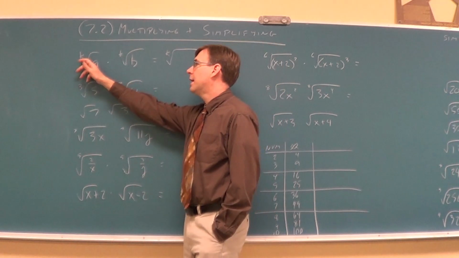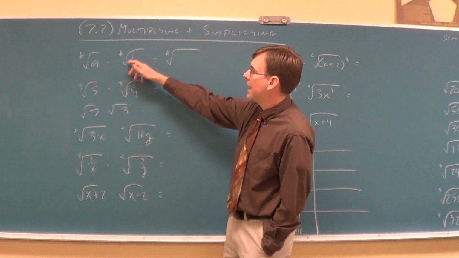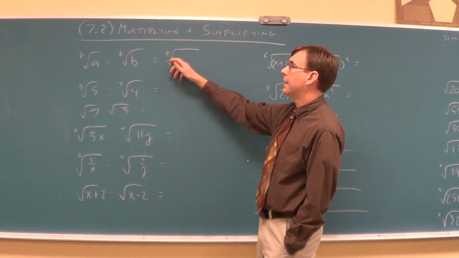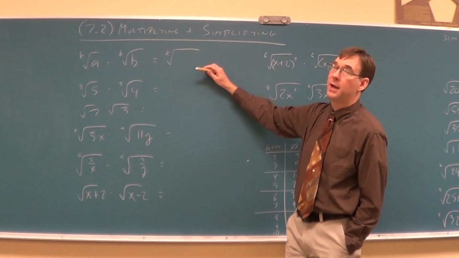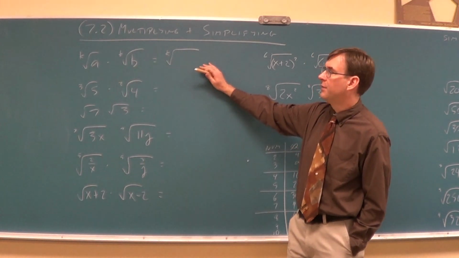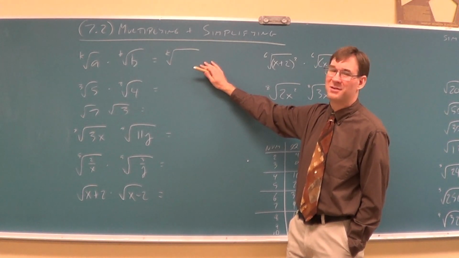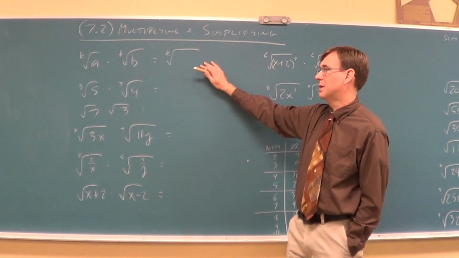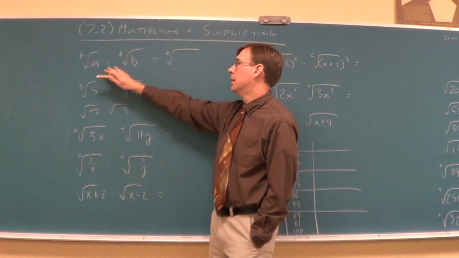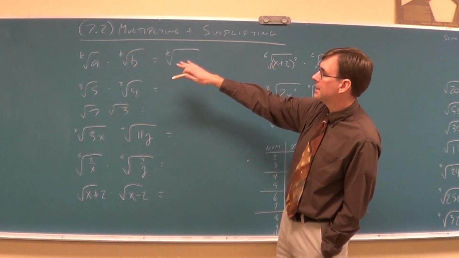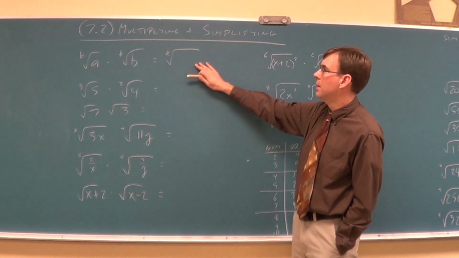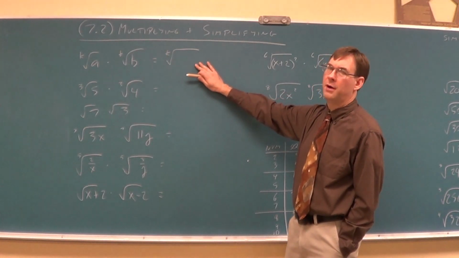If you have a certain index and it multiplies a root that has the same index, we're going to get an answer that has the same index. To multiply these, they have to have the same index. If they don't have the same index, you have to wait until later in the chapter. Some other day we'll worry about that. But for now, indexes have to match. Keep the index the same. Anybody have a thought on what would go under there?